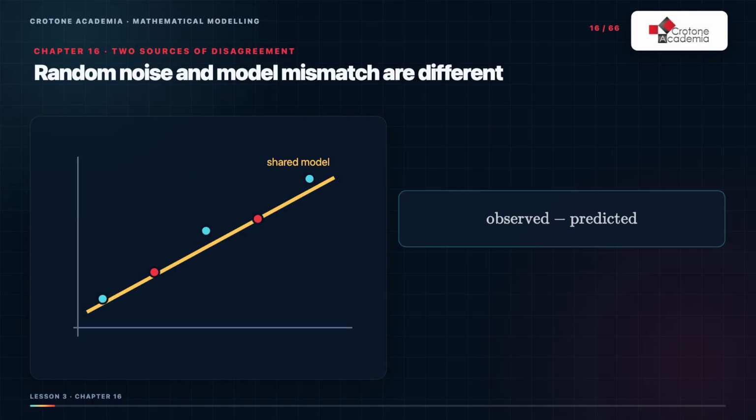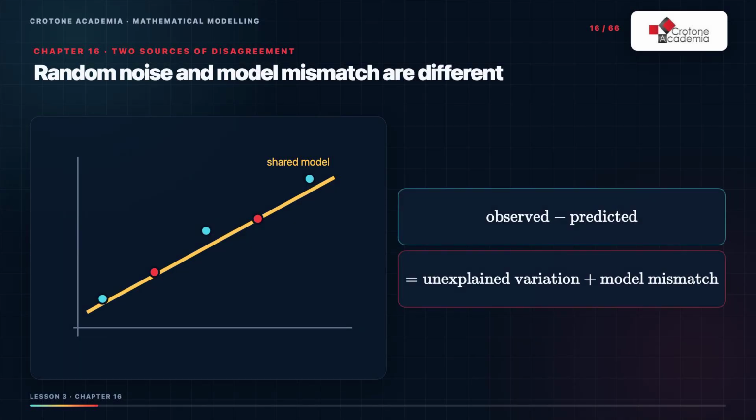Not every disagreement is random measurement noise. Individual observations may fluctuate around an appropriate model, but the chosen family may also be too limited. If the true pattern is y equals x squared, and we insist on a line, even perfect measurements cannot all be reproduced. In practice, observation minus prediction may contain both unexplained variation and systematic model mismatch. More data can reveal that structure, but cannot turn an unsuitable family into the true relationship.